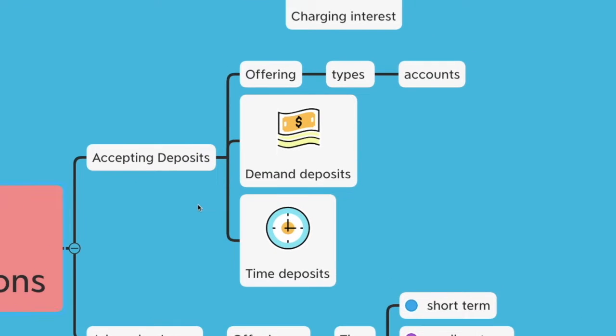First, accepting deposits. It accepts deposits by offering different types of accounts. One is demand deposits and the second is time deposits. As we move ahead in this video, you will understand pretty well what a demand deposit is and what a time deposit is. Okay?